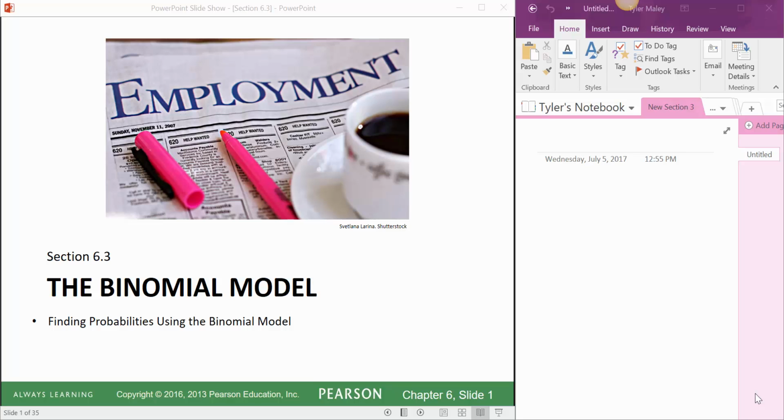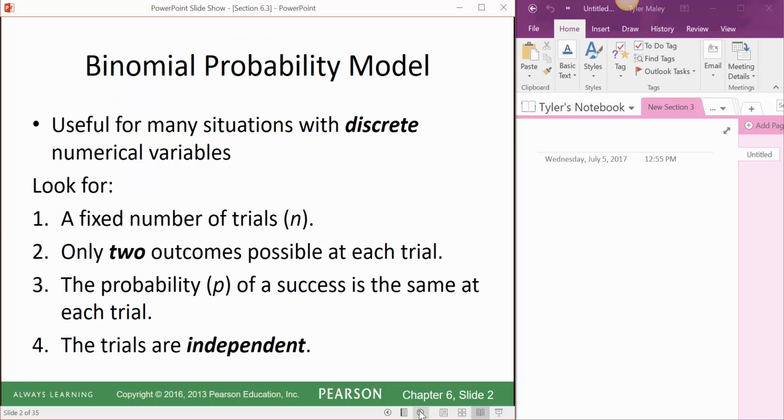All right, so we're ready to start with the last section in chapter 6, 6.3, which is looking at the binomial model. So we're going to be able to find probabilities using the binomial model. All right, so the next slide, we look at the binomial probability model.